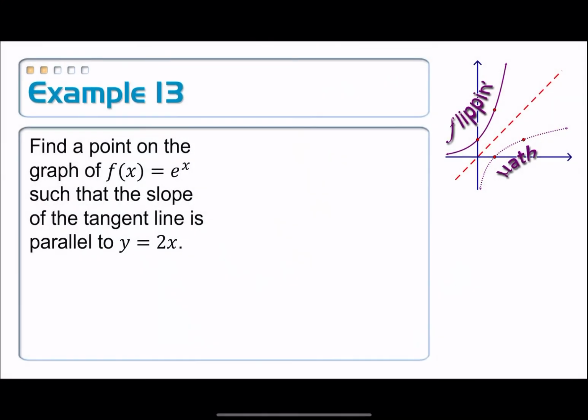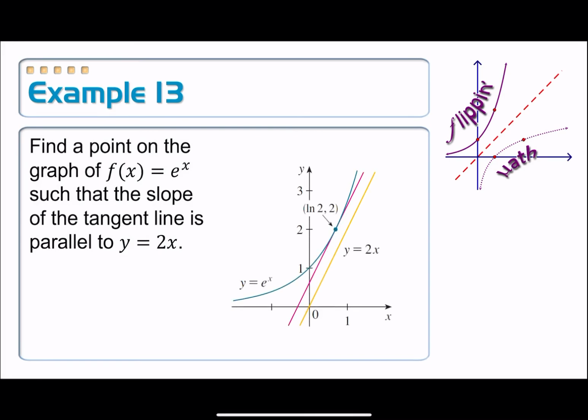Let's take a look at some graphs of this. So we have our graph of e to the x, and then specifically at the natural log of 2, the y value is 2, but it's also the slope there. And you can see very prettily that this is the parallel line for our tangent line.